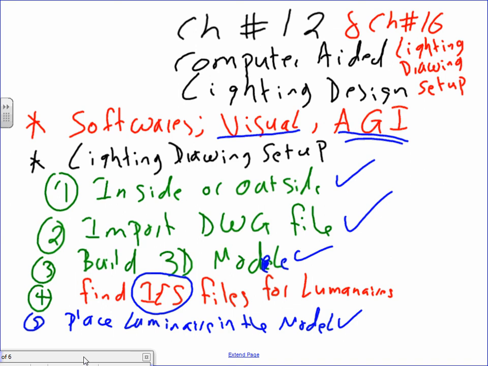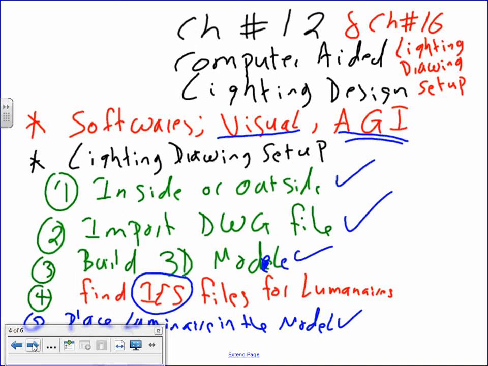Now we find our fixtures, right? This is probably, Adam, the most time-consuming step, especially for beginners like you, trying to find the IES file for the fixture that you need. Then place the luminaires in the model, right? So you put them, guys, surface mounted, recessed, suspended. So that's what we did. We placed them in the model.